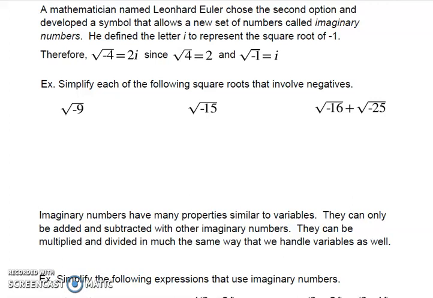Euler, this is the gentleman's name here, E-U-L-E-R, so Euler kind of is spelled like O-I-L-E-R, like in the football team, the Houston Oilers. So Euler was the person who's credited for coming up with a fix for square roots that have a negative number underneath them. And so he developed a number system called imaginary numbers.